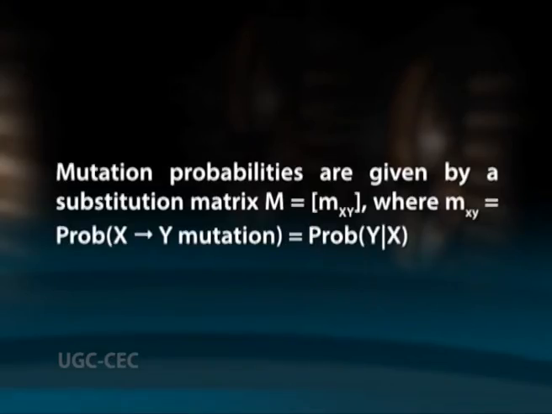Mutation probabilities are given by a substitution matrix M equal to mxy, where mxy is the probability of x to y mutation, which is the probability of y by x, for a model in which all mutations from any nucleotide to any other are equally likely and in which 4 nucleotides are present at equal frequencies.